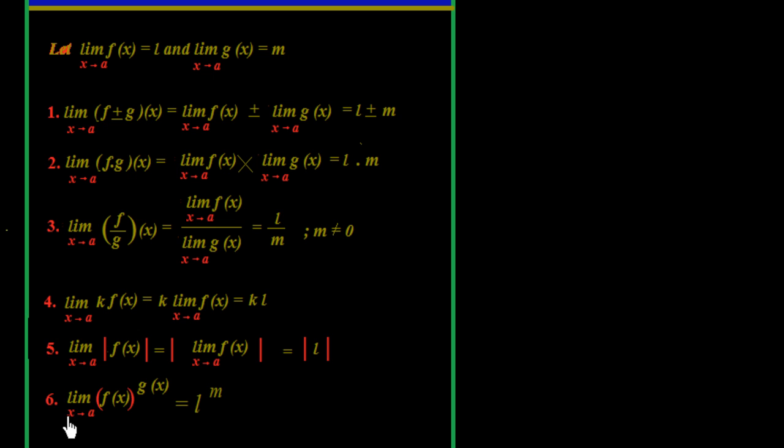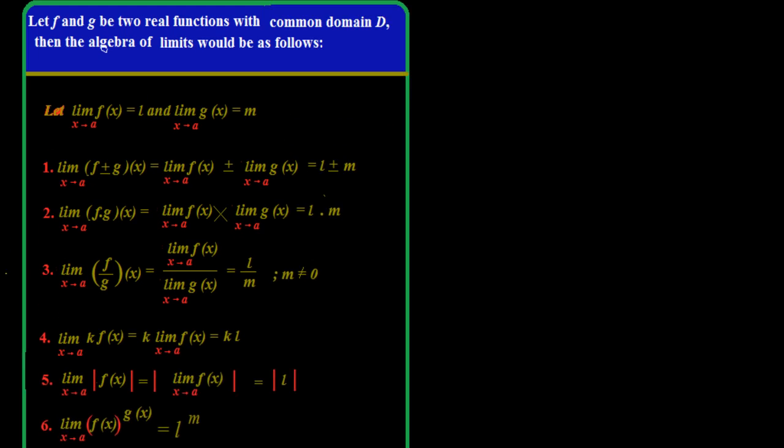The sixth one: the limit x tends to a for f of x over g of x. There is a function raised to a function, a kind of composite function, if you have to solve it in a limit. So it is also L power m. So here we verify all these with an example. First I take one example.